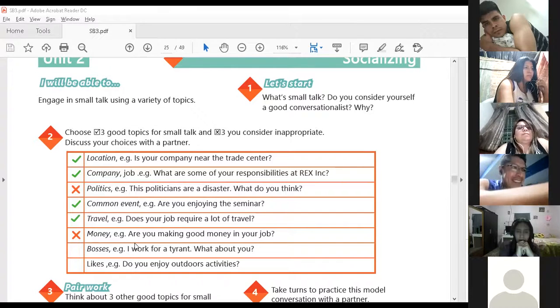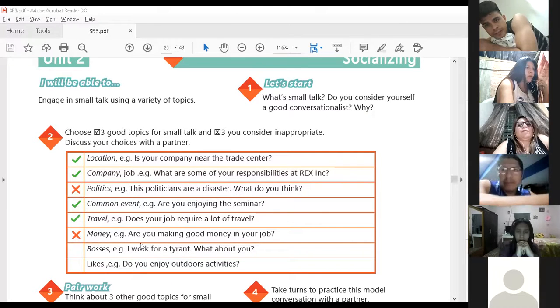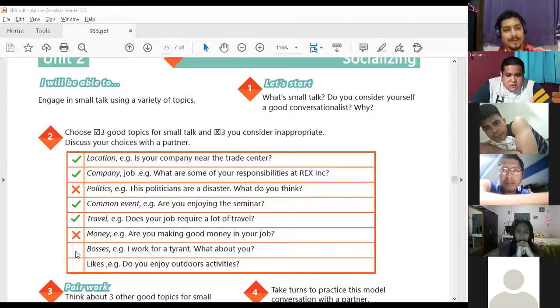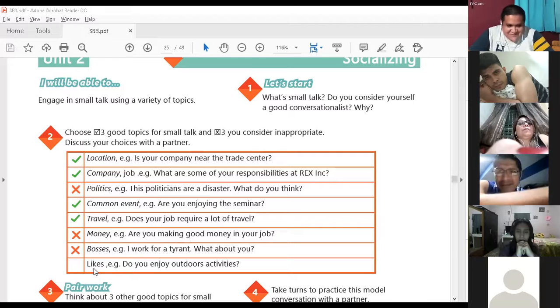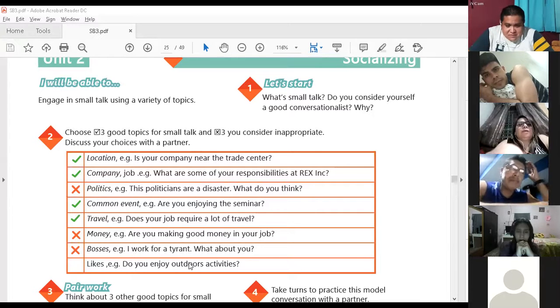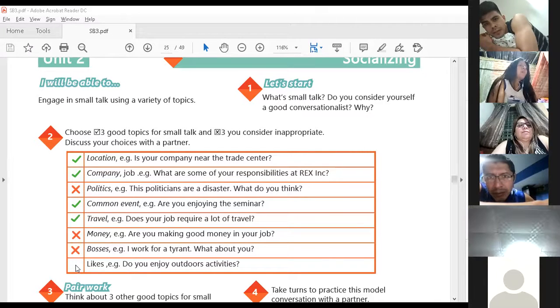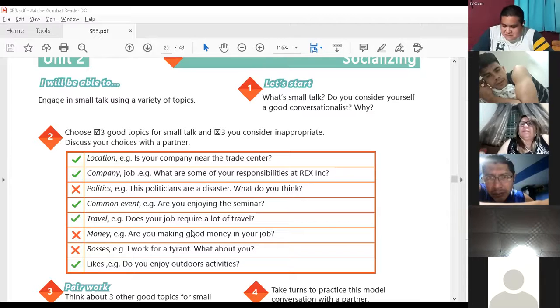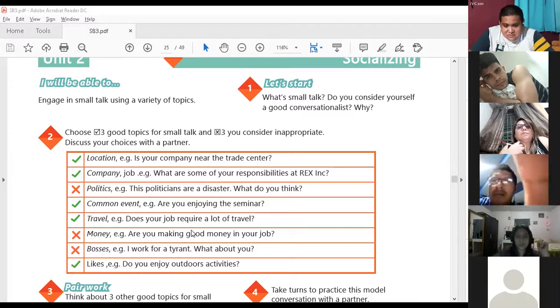Next one. Bosses. Example: I work for a tyrant. What about you? Inappropriate. Yes, especially because your boss can access this class, so don't say anything. Right. Next one, likes. Do you enjoy outdoor activities? Appropriate. So, from all of these, we have some appropriate topics for small talk and some inappropriate topics.